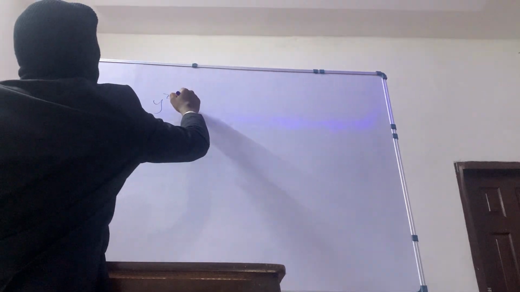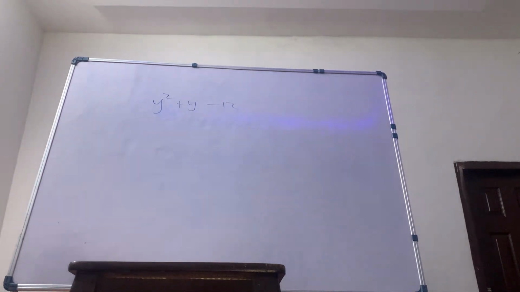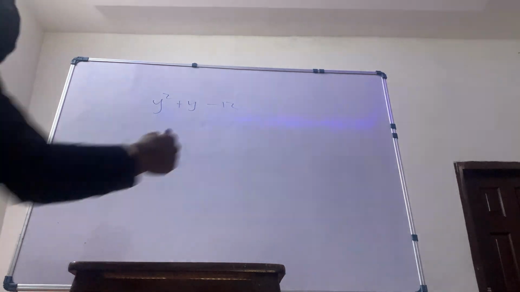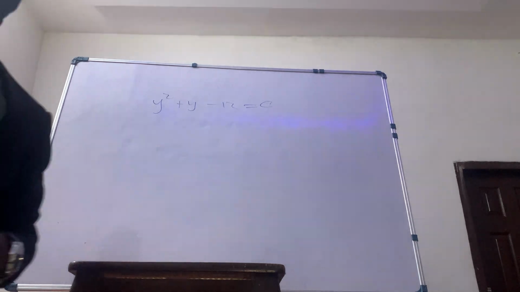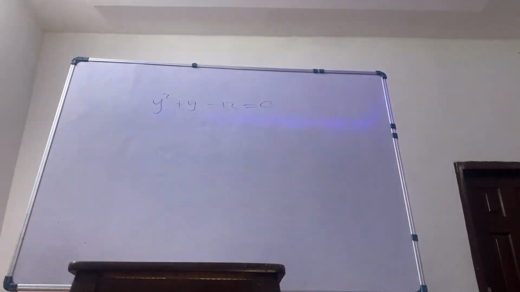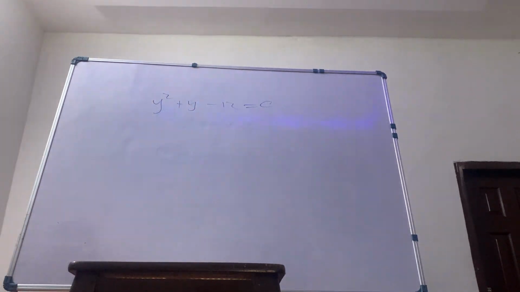So just a quick recap: quadratic expressions led to quadratic equations. It first starts like y squared plus y minus 12. This is an expression. But if we introduce an equal sign, it becomes an equation. How do we solve this quadratic equation?